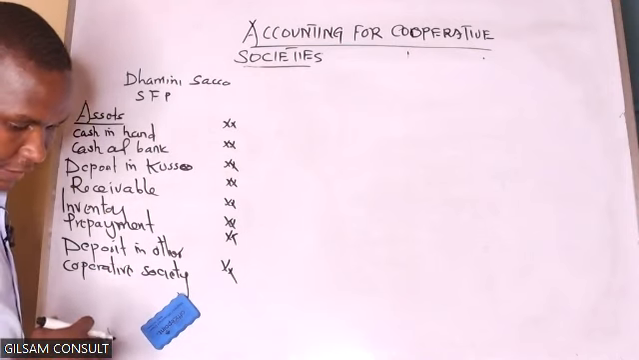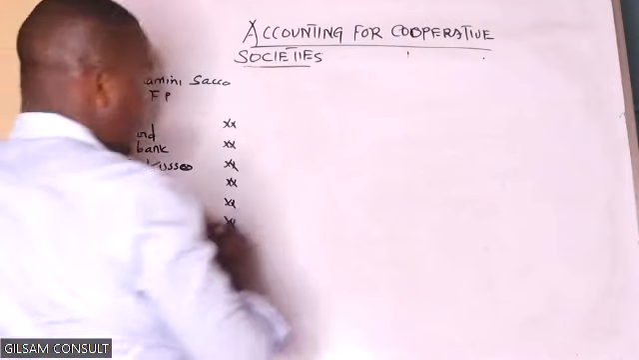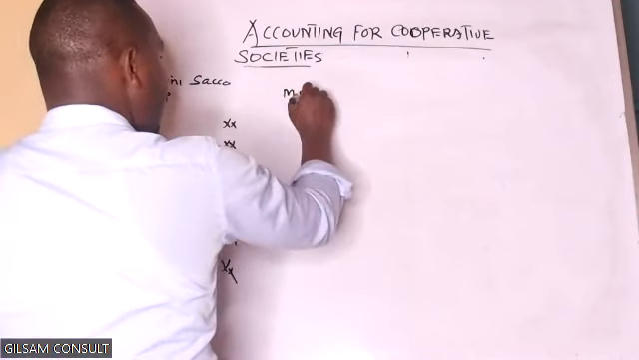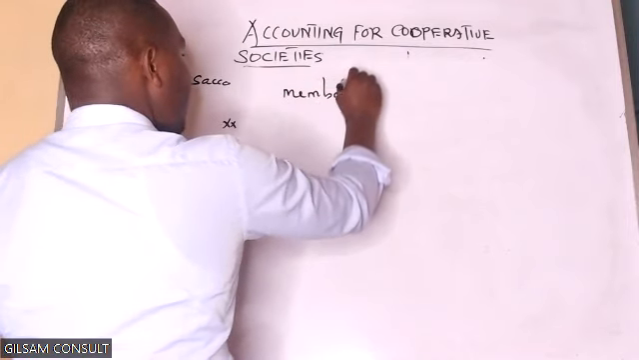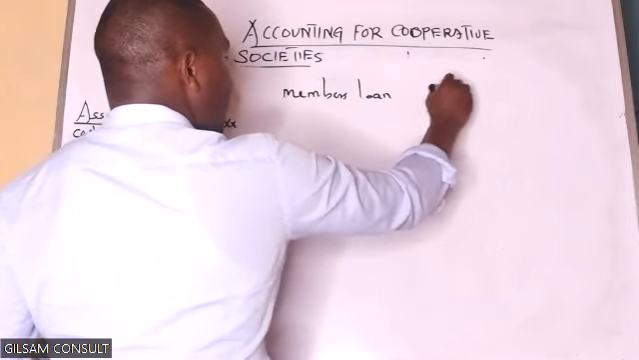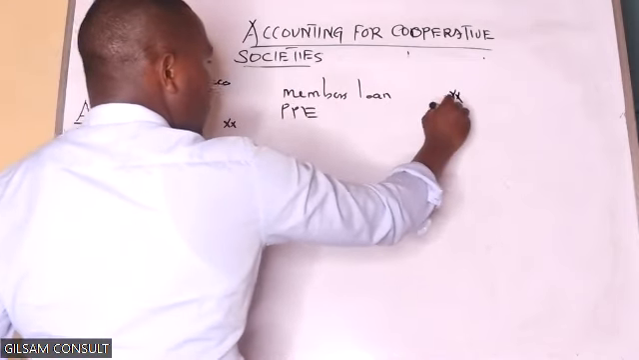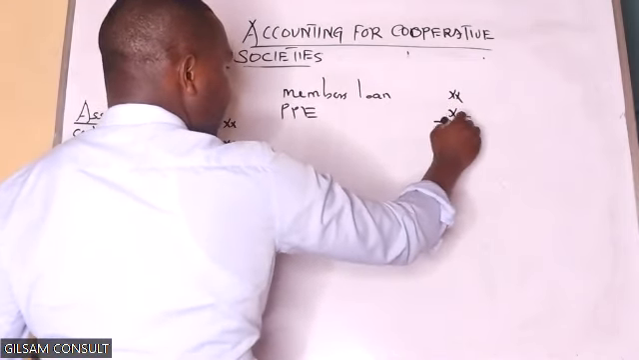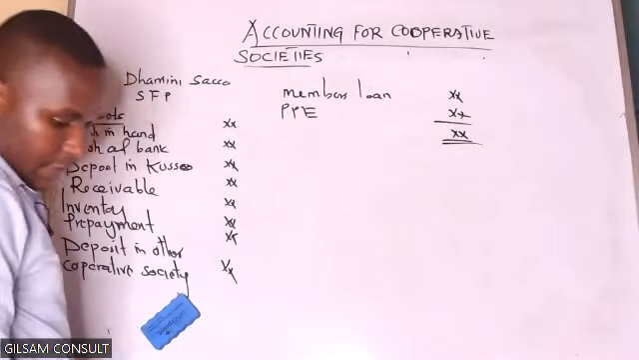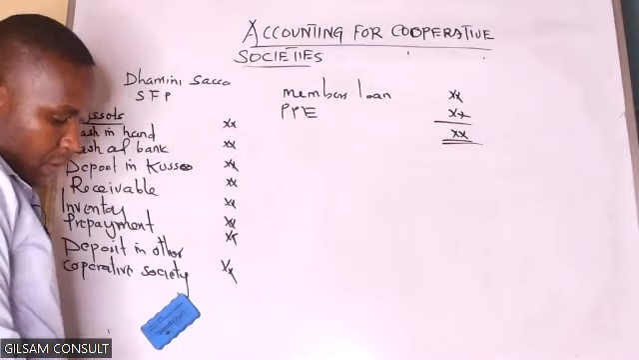Get intangible asset and members loan. And now we have the PPE, so that you have your total assets. Then we go to equity.